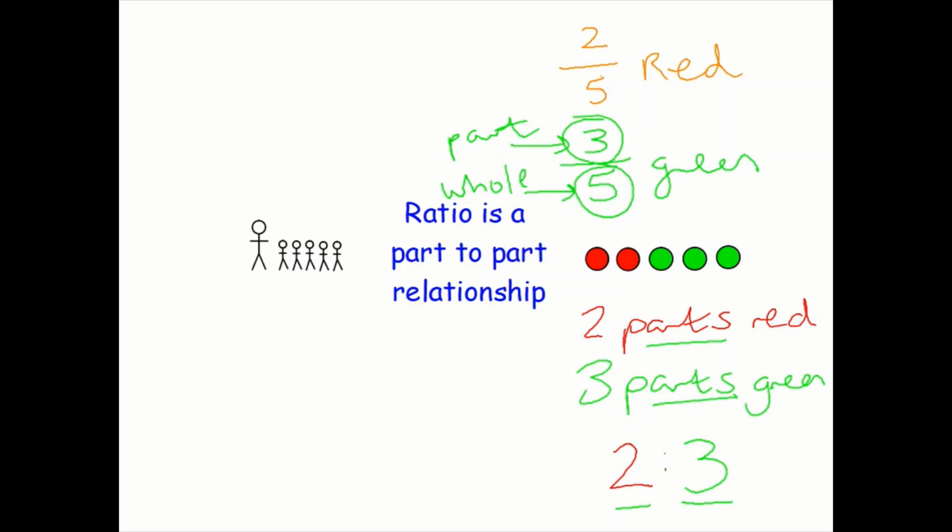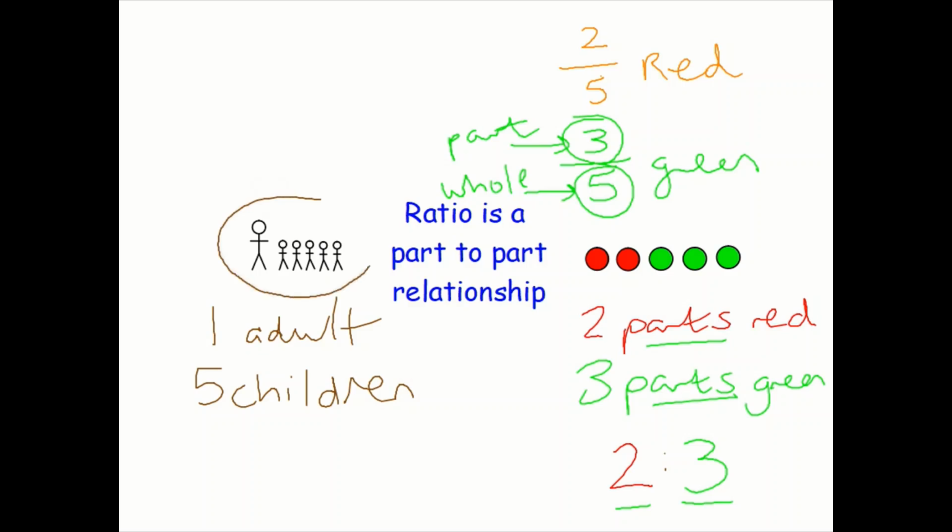And over here on the left, we would say that there is 1 adult to 5 children. Okay, so 1 adult to 5 children. It's a part-to-part relationship. If we were saying what is the fraction of the whole that are children, we would say 5 out of 6. So this is the part out of the whole that are children. 5/6 are children.